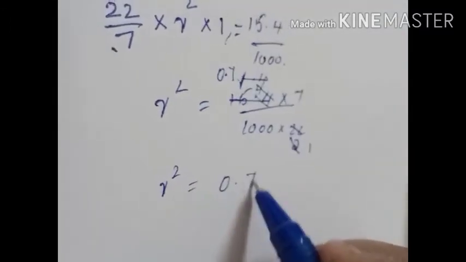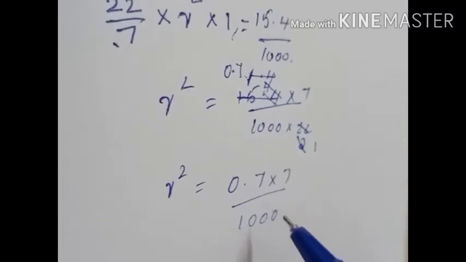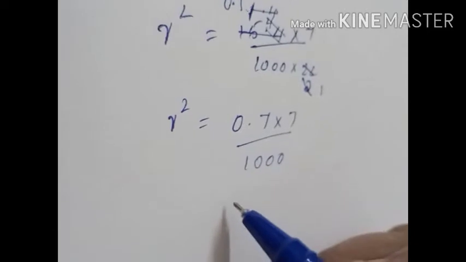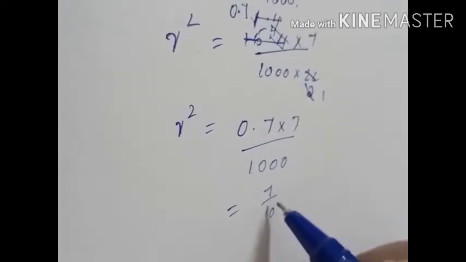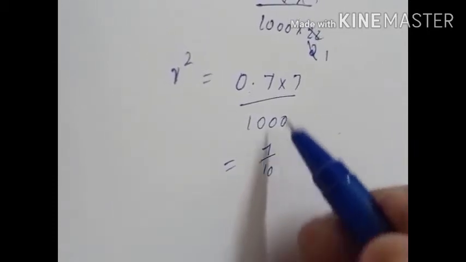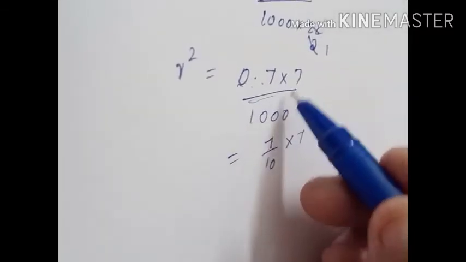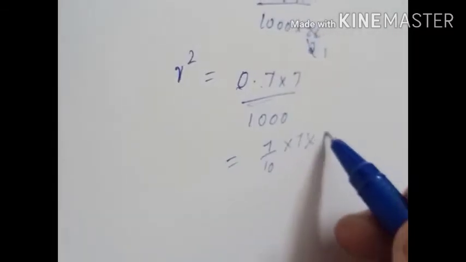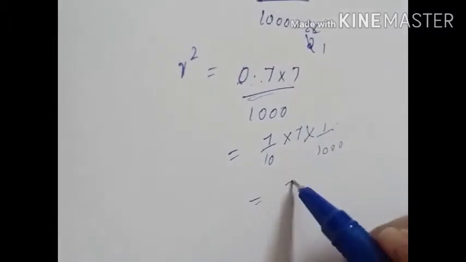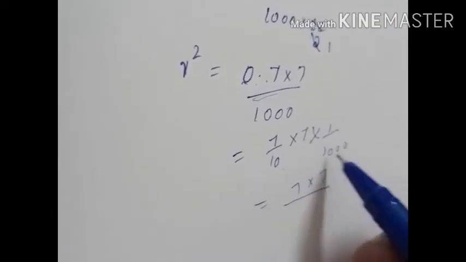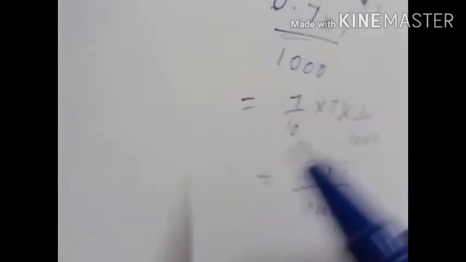Now we got 0.7 into 7 by 1000. So we can write 0.7 as 7 by 10. Anyway you can do. This is the easy way to do the calculation. So 0.7 means 7 by 10, then into 7. Then divided by 1000 becomes multiplied by the reciprocal, so multiplied by 1 by 1000. That is equal to 7 into 7 by 10 into 1000, which means 10,000. Anyway you can do the calculation here. This is an easy way.